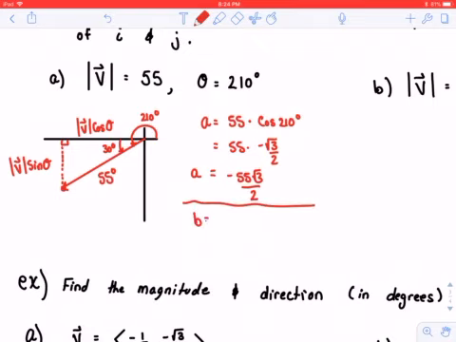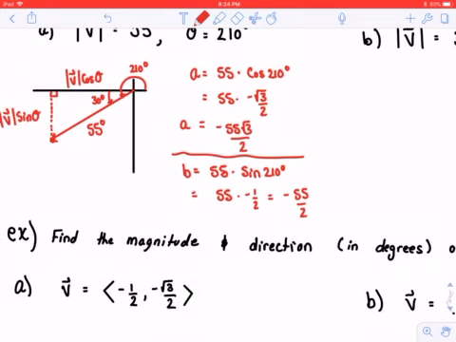So B is going to equal 55 times the sine of 210 degrees. So that's going to be 55, and the sine of 210 degrees, I'm going down a little, so that's negative 1/2. And with this one, it's the same thing, 55 and 2 don't cancel, so I get negative 55 halves.